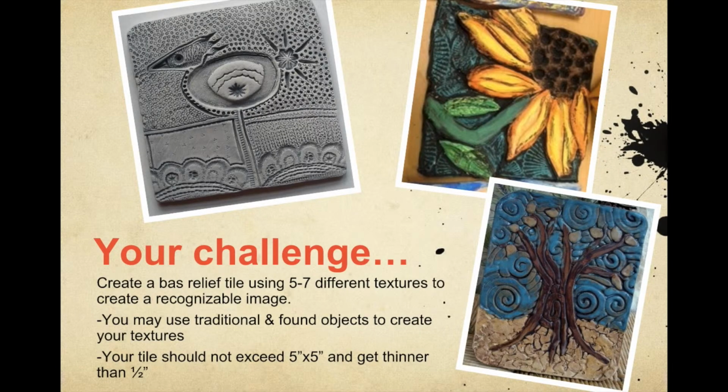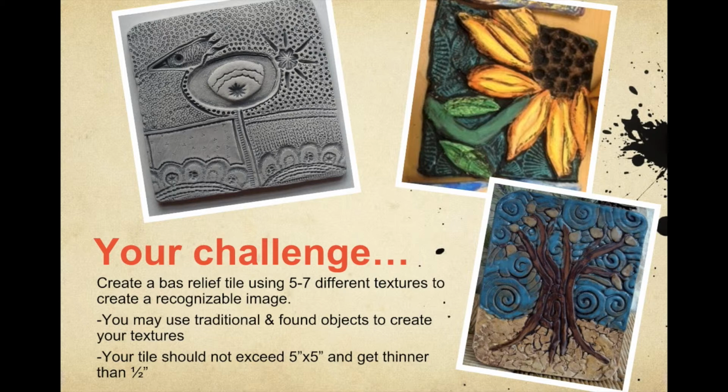Now our challenge, okay, is going to be something similar to the pictures that you see right here. You're going to create a Bas Relief tile using about 5 to 7 different textures to create a recognizable image. Does not matter what kind of image, I want an image, okay? Now, second thing that you need to worry about is you need to use traditional and non-traditional or found objects to create your tiles and your textures. Okay, and your tiles should not exceed 5 by 5 inches and can't get thinner than ½ an inch, so we're going to need to watch that.